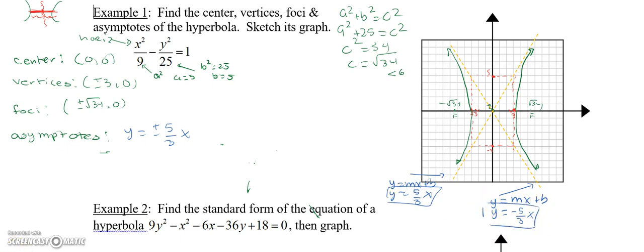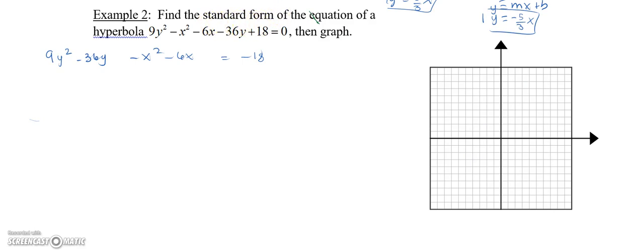Okay, that's example 1. So for the next one, we're going to find the standard form. So I grouped my y's and my x's. Notice the x's is negative, so I know the y's are going to come first. We always have to factor out our coefficient.